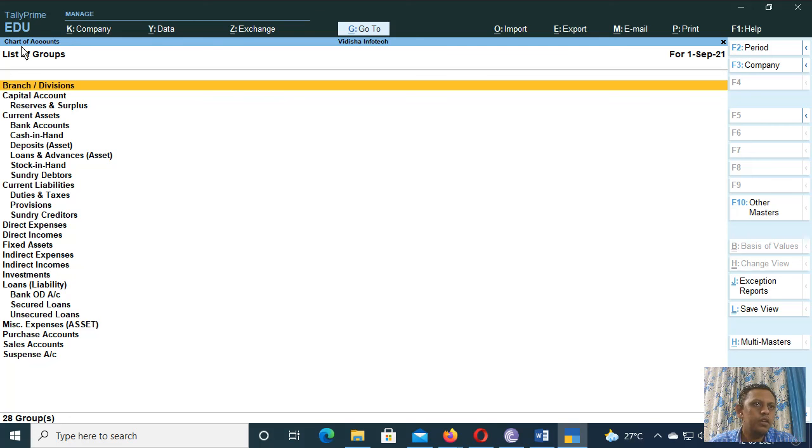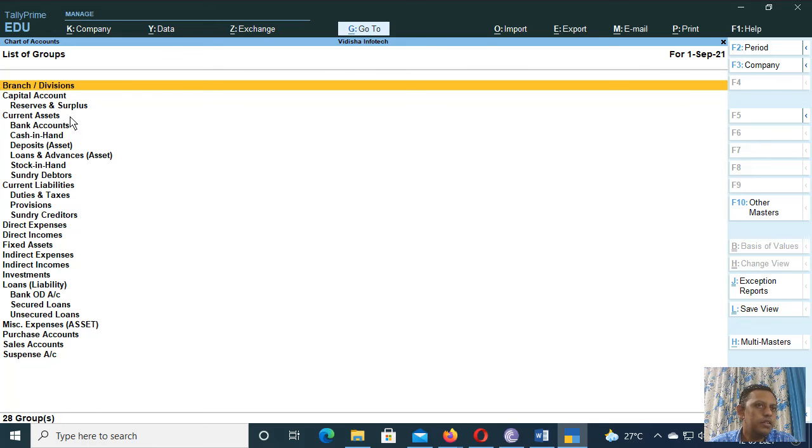So here is the list of groups. First is branch and division. It is used to define a bank branch or a company division. Then capital accounts. Then we have reserves and surpluses.